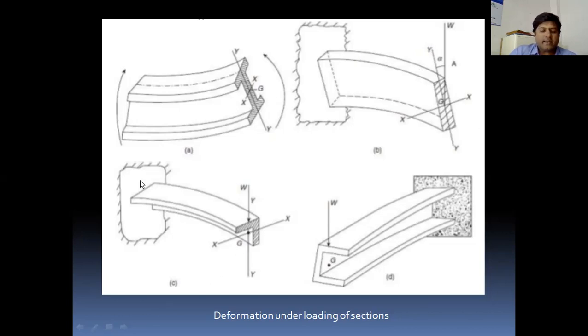Consider case C, where the load is applied along the axis YY, but the section which we are using is not a symmetrical section. So this is the second type of unsymmetrical bending. In the third case, in the C section, we have applied load W about the center of gravity G of the C section, and in addition to bending, it is also creating some sort of twisting inside the C channel.